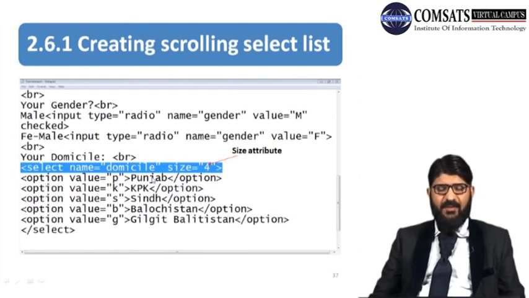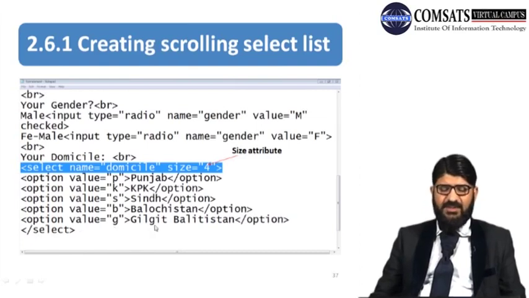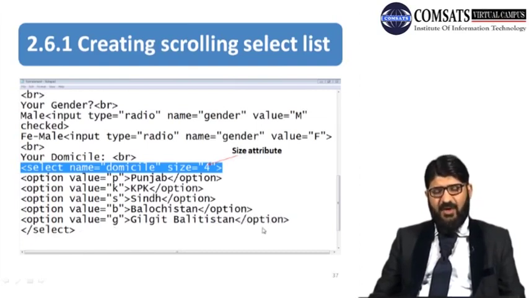Option value P for Punjab, option tag ended, then the second value KPK, option ended, then option value S Sindh, option tag ended, and then option value B Balochistan, option tag ended, and then in the last, one more option value G Gilgit-Baltistan is added with the option tag ended. So this is the size attribute that is used here. Let's see the output of the size attribute.